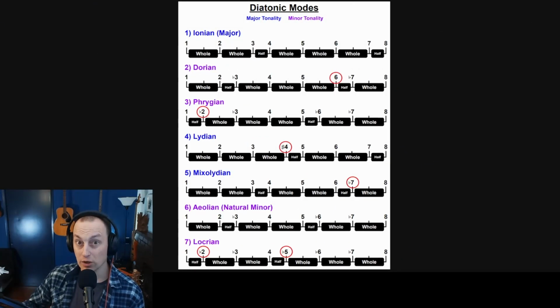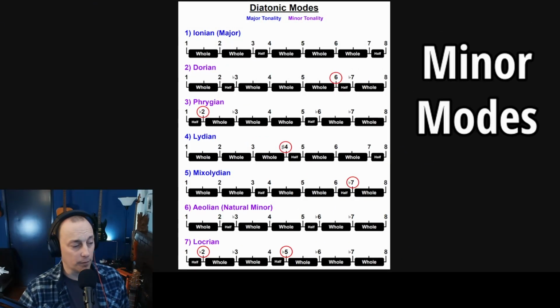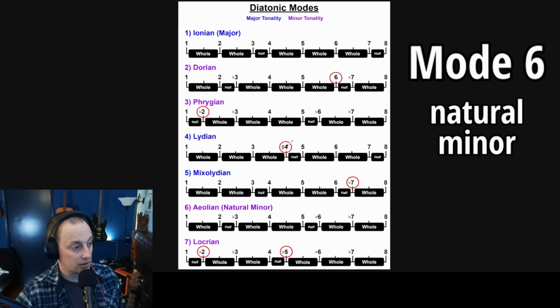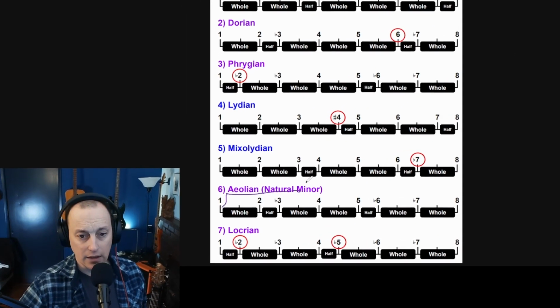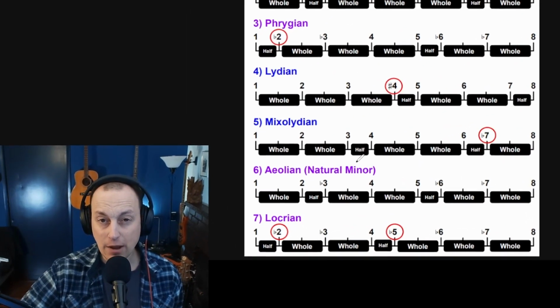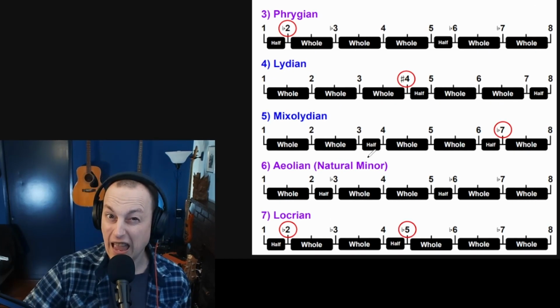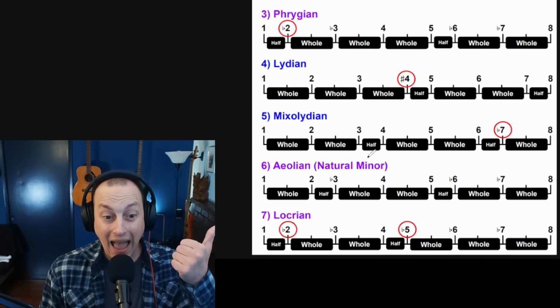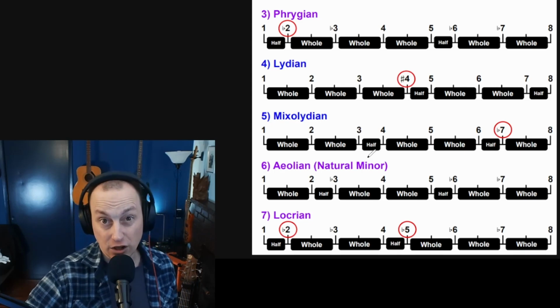That covers major modes. Now the minor modes, the ones in purple on this sheet. And I want to start off by telling you that if you already know your minor scale, you already know mode number 6. So there it is. Think about it. If you know the C major scale, that's all naturals. Well, if you know the A minor scale, that's also all naturals. C, D, E, F, G, A. A is number 6. That's our 6th mode.